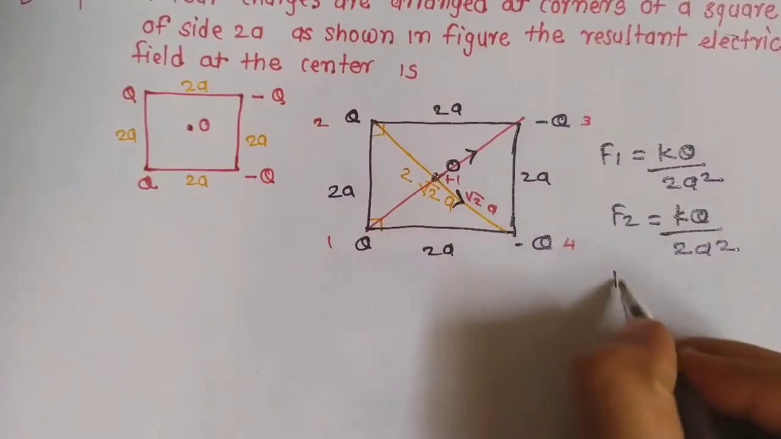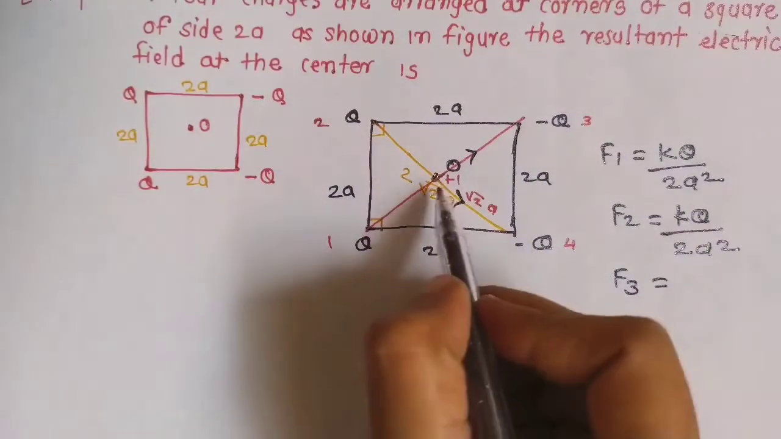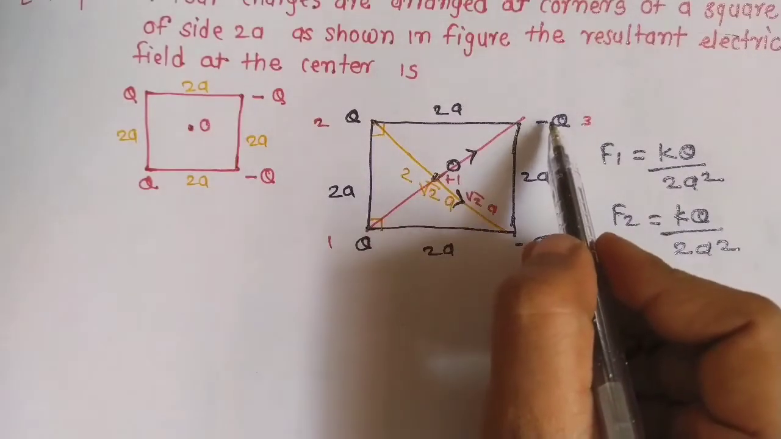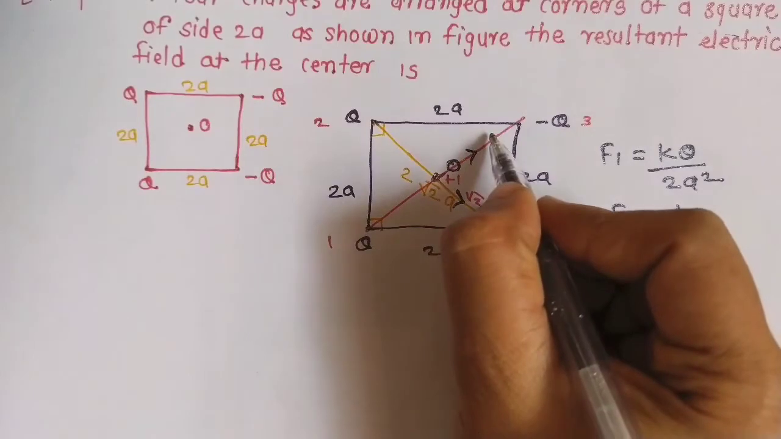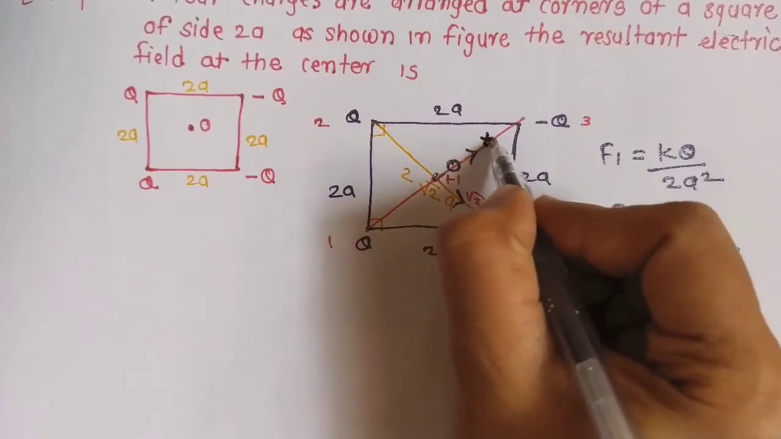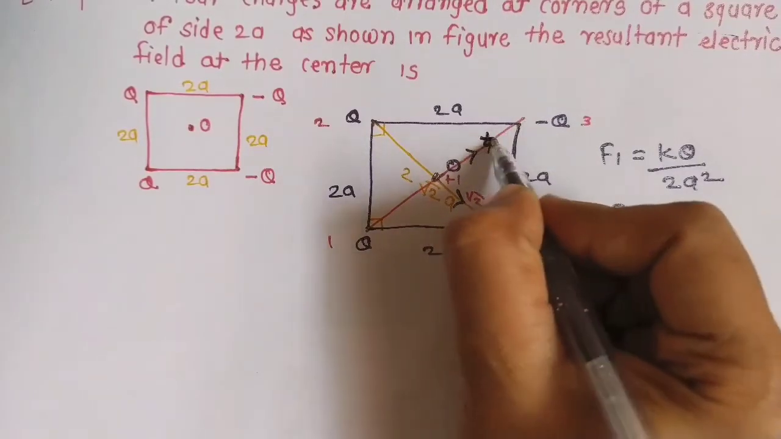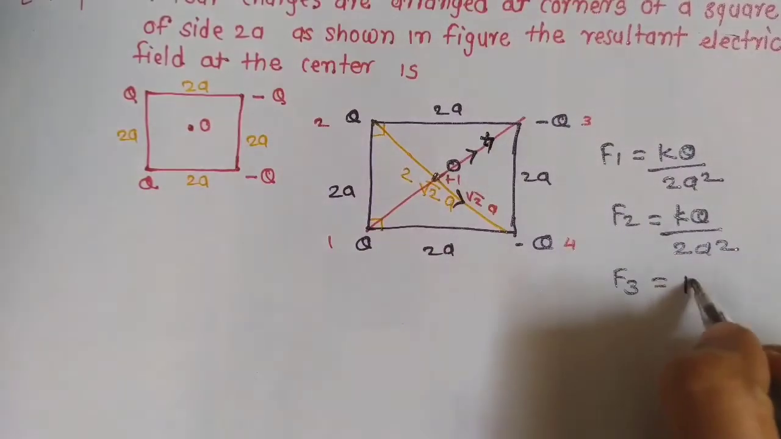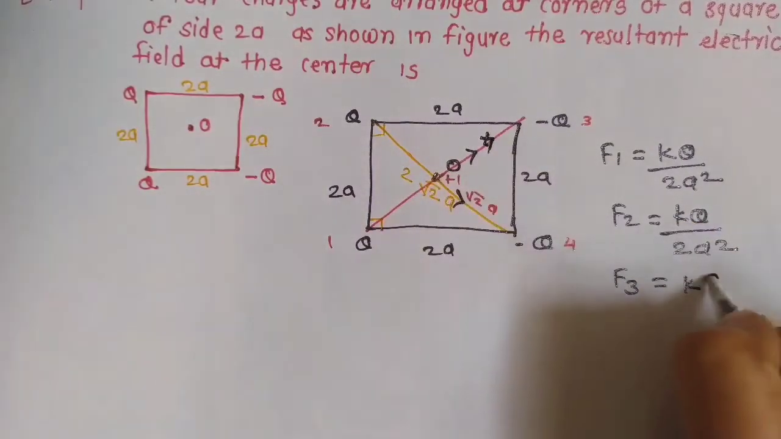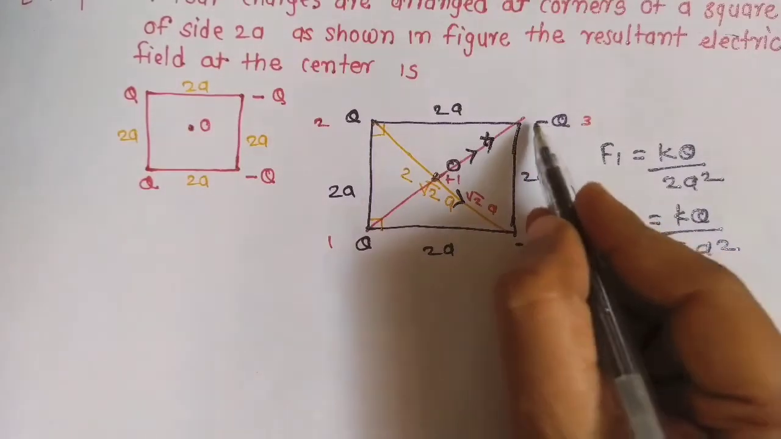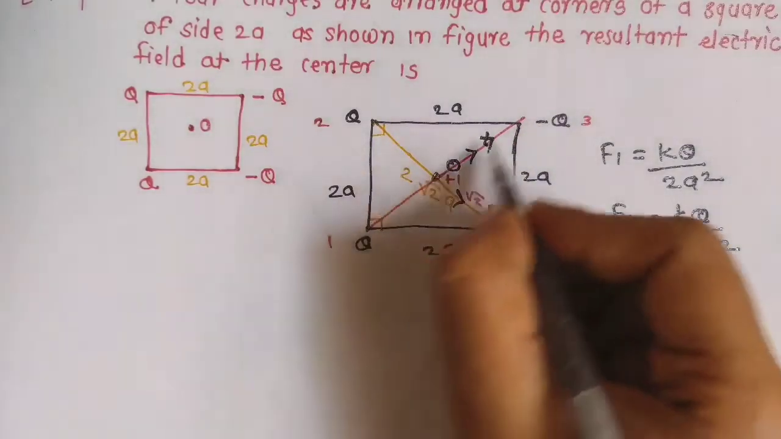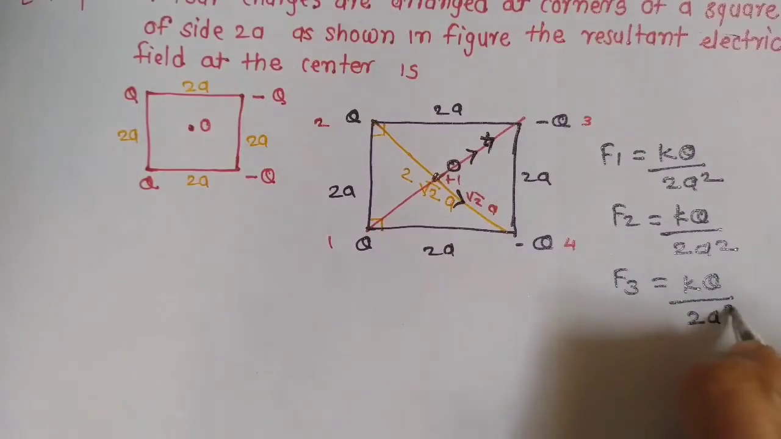Similarly, F3 is equal to, this is plus q charge, this is minus q charge. Therefore, they attract each other, and the direction is towards the charge. So K, this is Q. We take only the magnitude, not considering the sign, and this distance is twice A square.